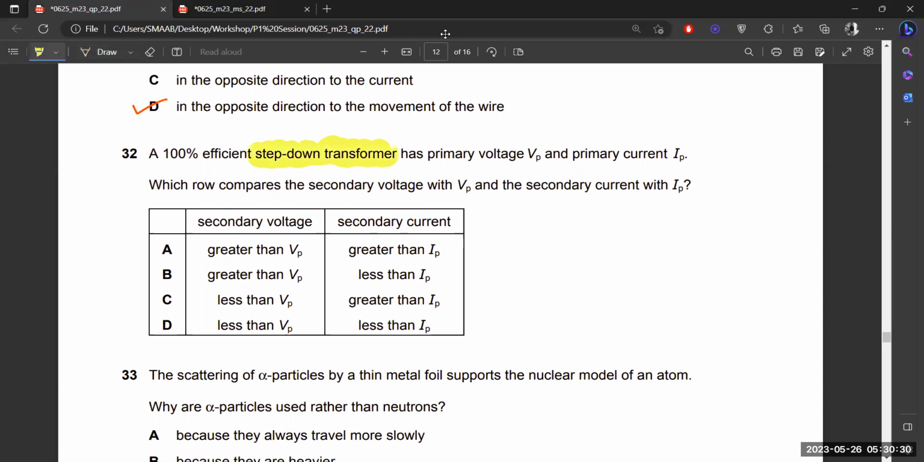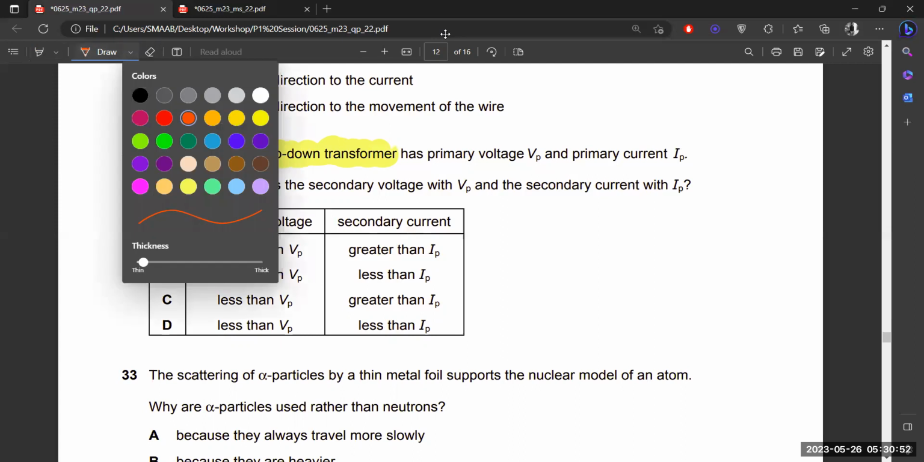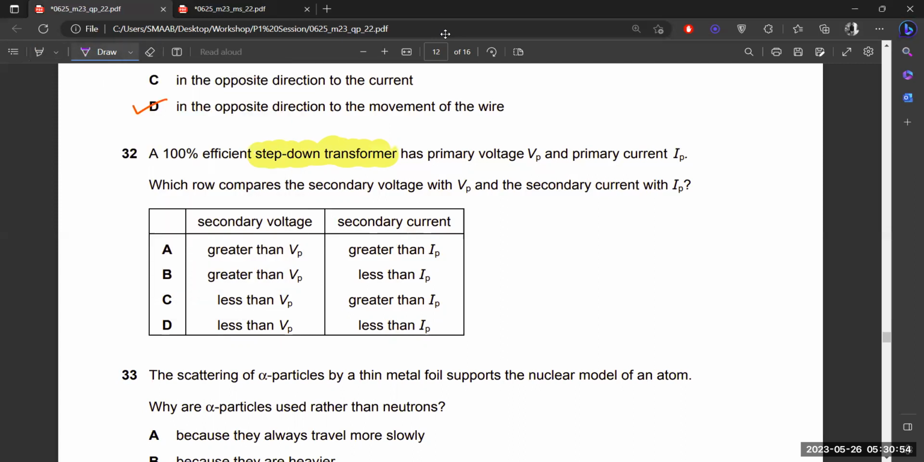So step down transformer means it has a primary voltage VP and primary current IP, which we compare with the secondary voltage. We know that in a step down transformer, the secondary voltage will be less than the primary, right? Because step down means to decrease the voltage. So less than VP means we need to select from options C and D, because A and B are not possible. So either C or D.